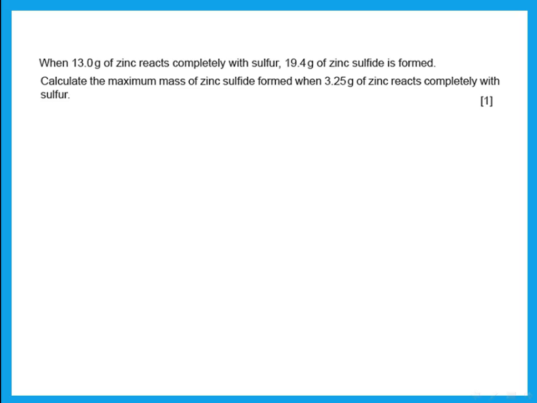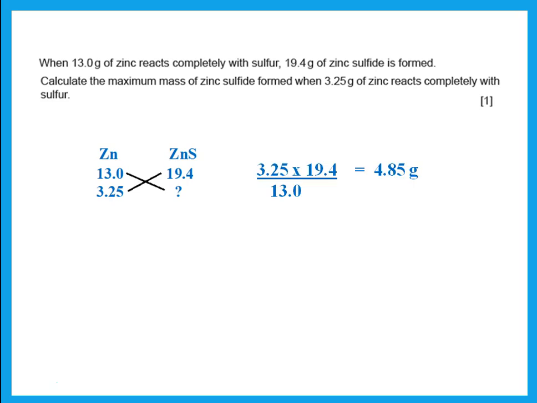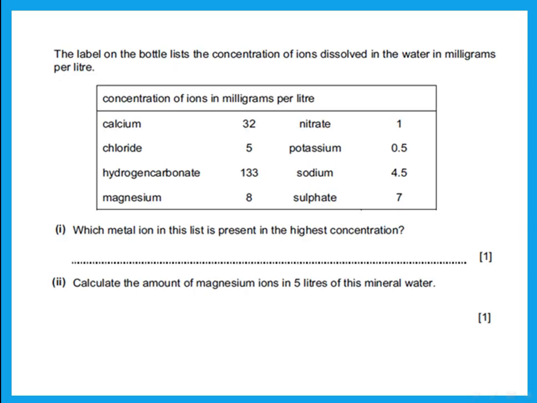Okay? Again, he's saying when 13 grams of zinc reacts with sulfur, 19.4 grams of zinc sulfide is formed. Now calculate the mass of zinc sulfide formed when 3.25 grams of zinc react completely. These types of questions are being repeated, but it is very important, especially if you are in the pre-IG stage.